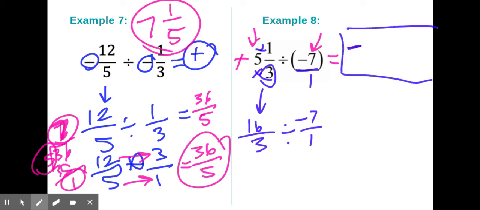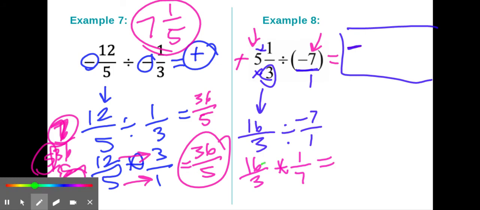So now we can go ahead with our steps of dividing fractions. So we are going to keep the first fraction the same, change division to multiplication, and then flip the second fraction. And I'm going to actually drop that negative sign because I already know my answer is negative. Final step is to multiply straight across.